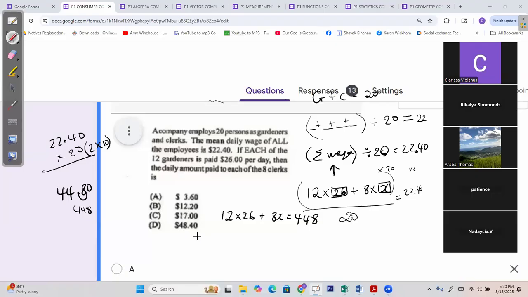We have 12 times 26 plus 8x is equal to 448. What do I do next? In the next 15 seconds, I'm starting to remove, and once I remove you, I'm blocking you from joining back the class as well. May I know why I have to say that for y'all to respond?